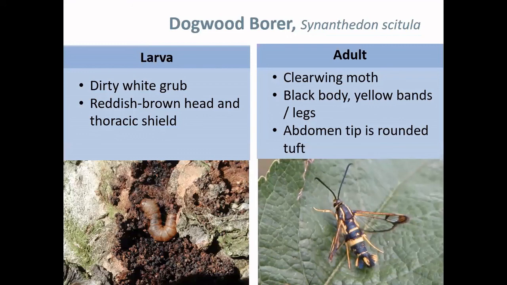So dogwood borer is the more common insect pest that targets the trunk or the base of the tree. And so what happens is the larva, shown here at the bottom left, actually burrows into the trunk of the tree and feeds on the tissue within the tree. The adult then emerges, shown here on the bottom right. So dogwood borer is a clearwing moth. It's a black body with very distinct yellow bands and legs.